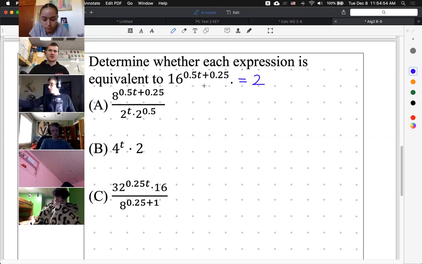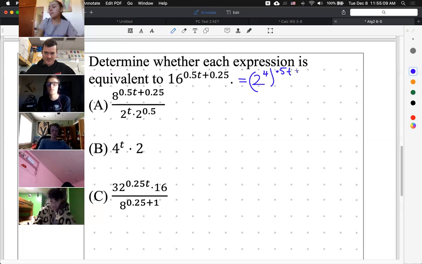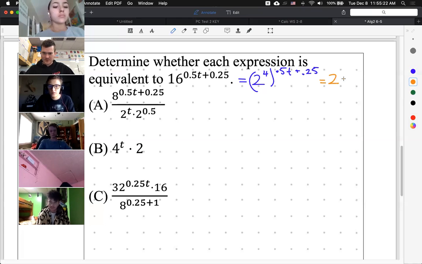And that's kind of a tricky bit of trying to solve these problems. What base should you use? Use the smallest one possible as a general rule of thumb. So if I do 2 to the power of, as Wyatt said, 4 will give us 16, and that's all still to the power of 0.5t plus 0.25. And then I'm going to do what operation, Wyatt, with the 4 and the 0.5t and plus 0.25, all that? You're going to multiply it. All right. Can you do that for us? What is 4 times 0.5t?